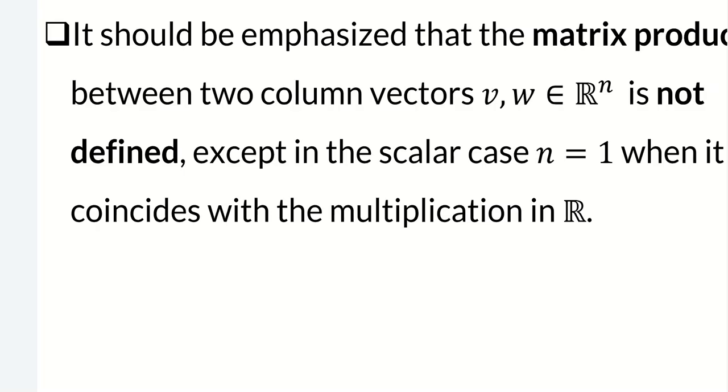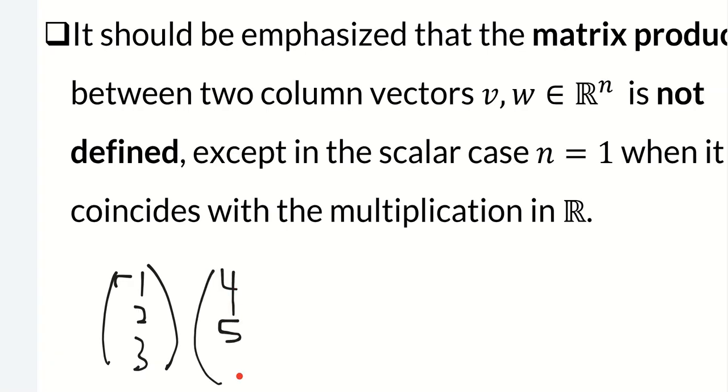So it should be emphasized that the matrix product between two columns is not defined. That means if you want to multiply two column matrices, where I have 1, 2, 3 here, and you want me to multiply this by 4, 5, and 6, it's not defined. Why? There's a rule, and we talk about it. This is not defined. For us to be able to multiply this, we need to transpose one.